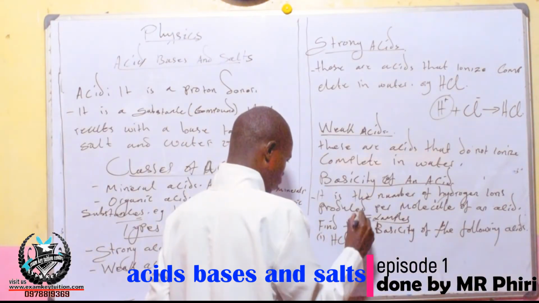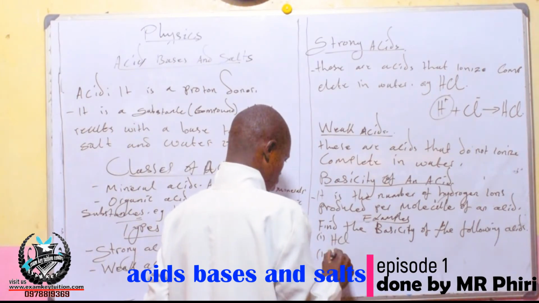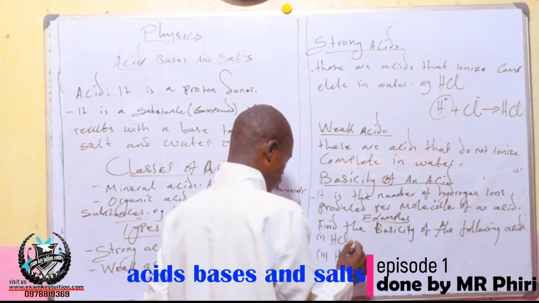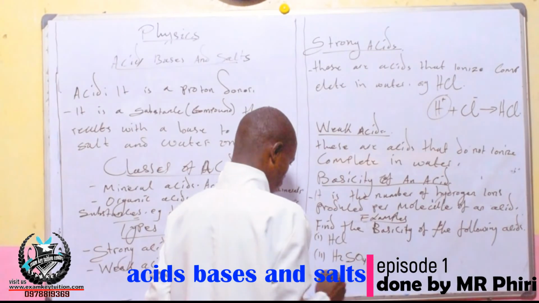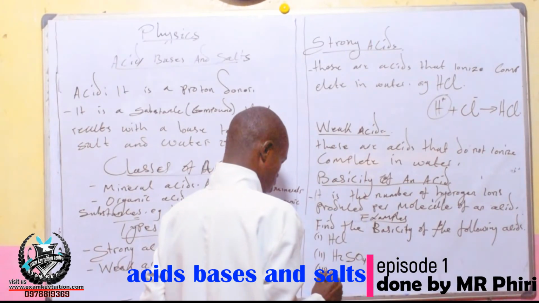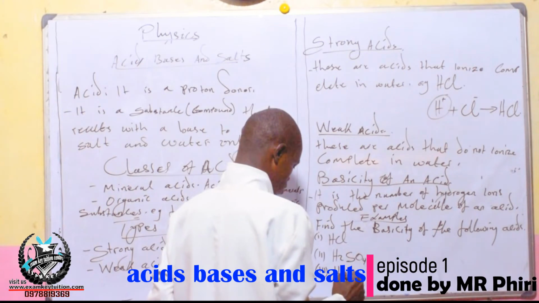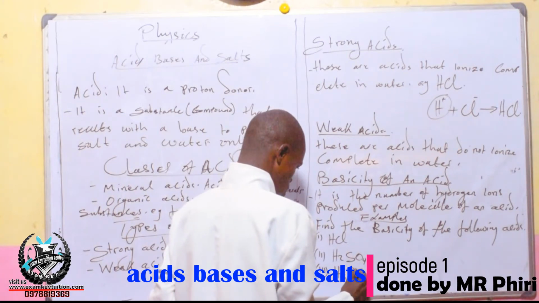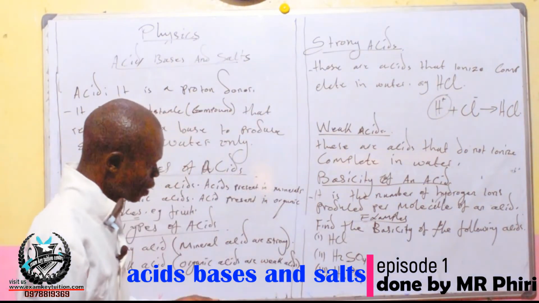Number 1, hydrochloric acid. Number 2, sulfuric acid. Number 3, phosphoric acid. Okay, I think these are enough.